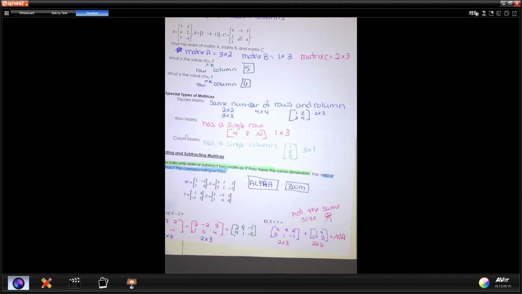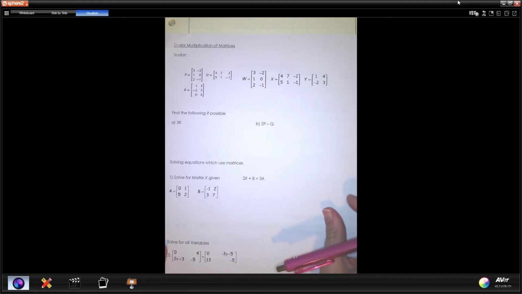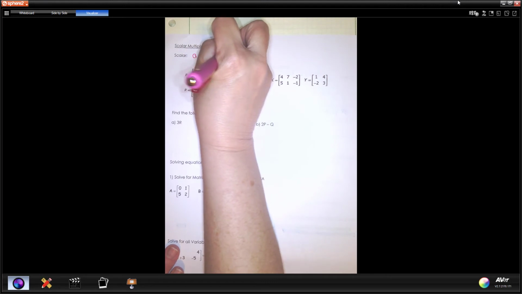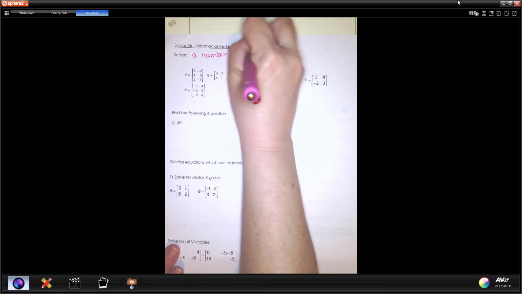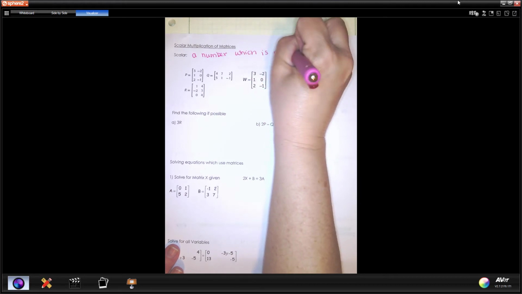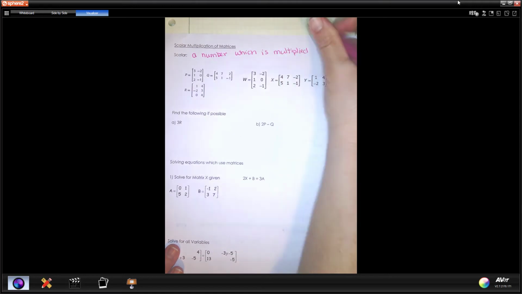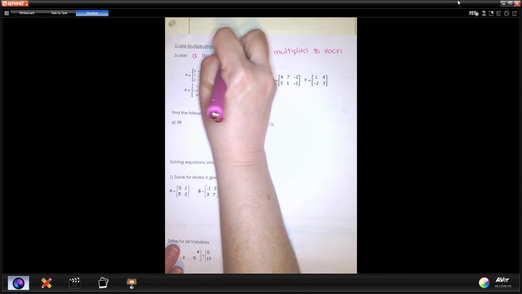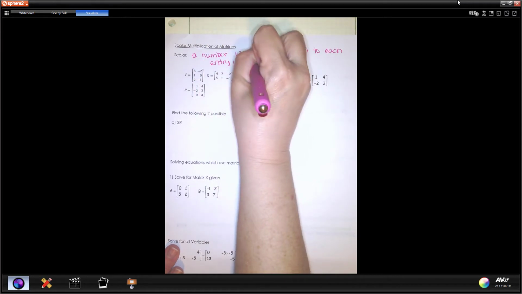All right, so far so good, ladies and gentlemen. The next thing we're going to look at for our matrices and their operations is multiplying by a scalar. A scalar is simply a number which is multiplied to each entry in the matrix.